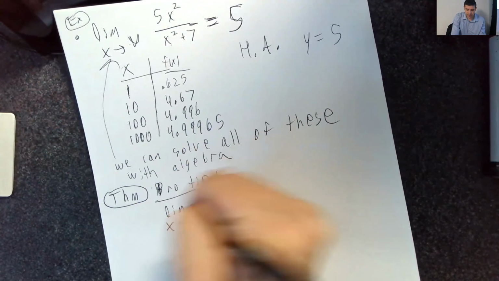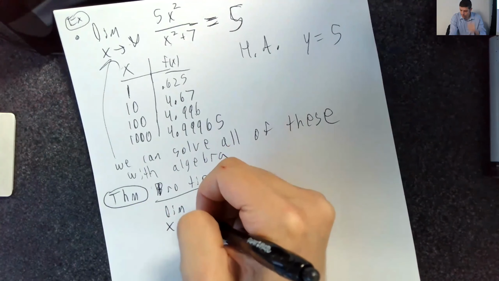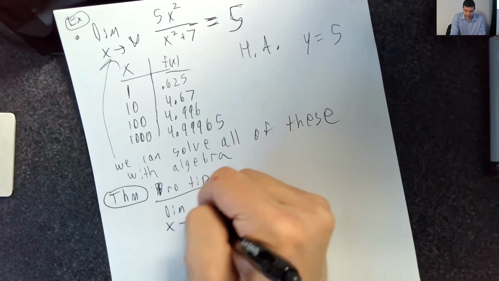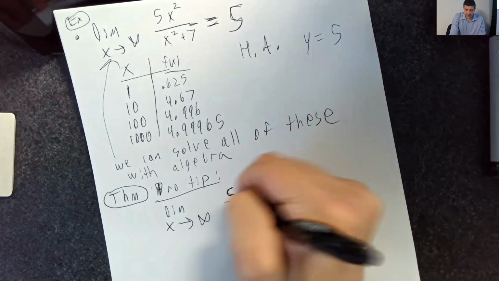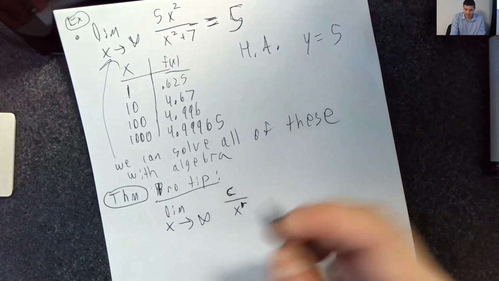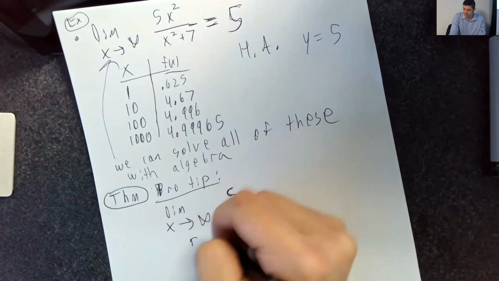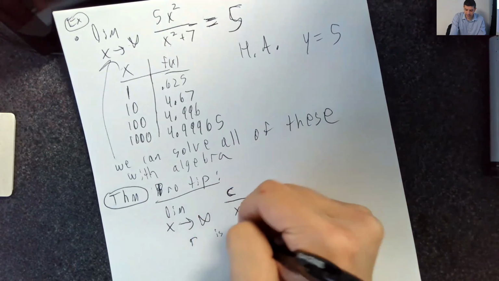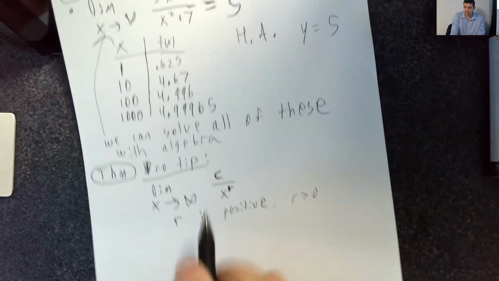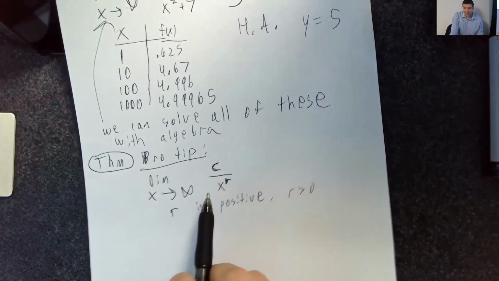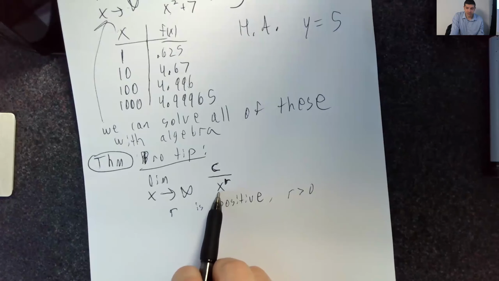as x goes towards infinity, and you have a number in the numerator and x to the r in the denominator, and r is positive. It's a positive exponent. So if x is getting really large, what you need to know from algebra is that a really large number raised to a positive exponent is still going to be really, really large.